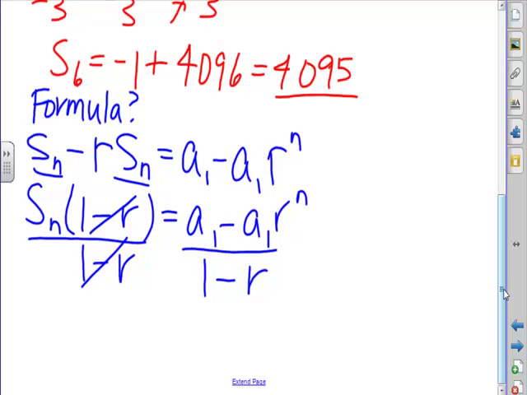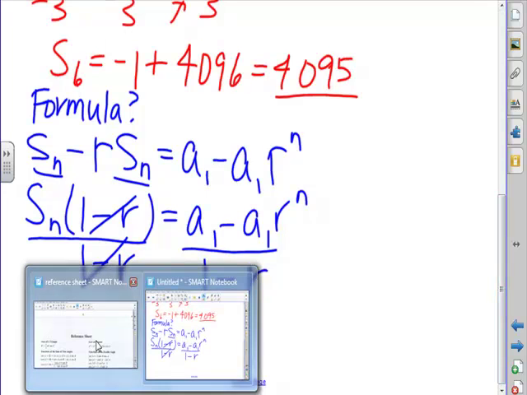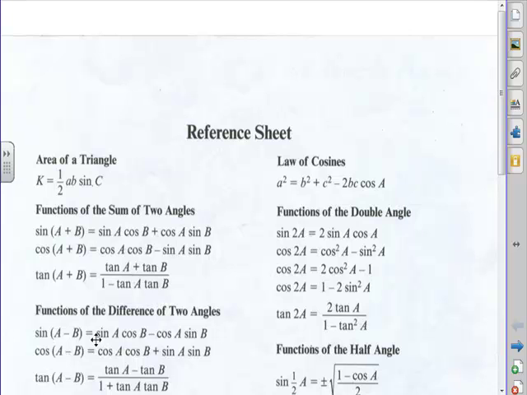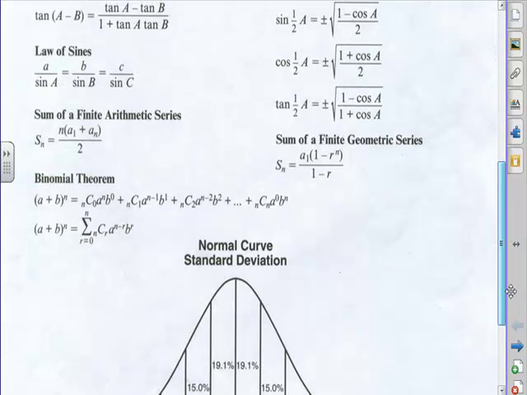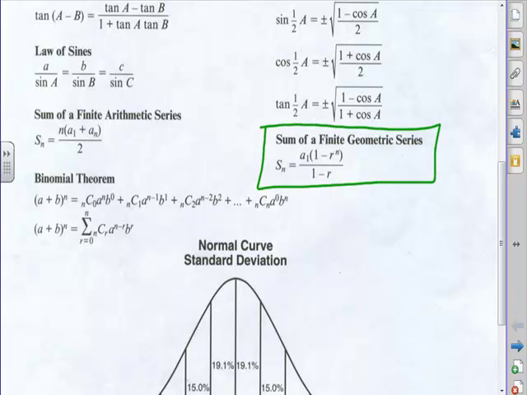But if you go on your Regents cheat sheet, you will notice, if you scroll down here, that sitting right here is the sum of a finite geometric series, which is a sub 1 times 1 minus r to the n, all over 1 minus r. So you don't necessarily have to be able to recreate what I just did, but you do need to become aware that this equation is there and available to help you sum geometric series without having to add every single number up. So let me go ahead then and come back here and do an example.